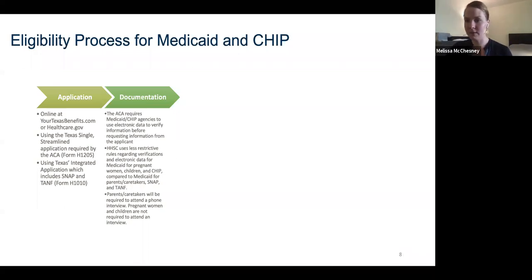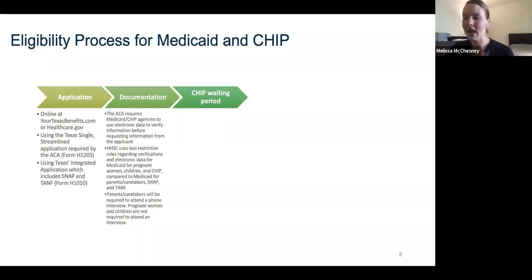Part of this documentation phase is also an interview if you are a parent or a caretaker. That is currently not happening because of COVID, but we'll get into the COVID-specific policies in a minute. Typically, a parent would need to interview. That is always done over the phone. They can't require an in-person interview.